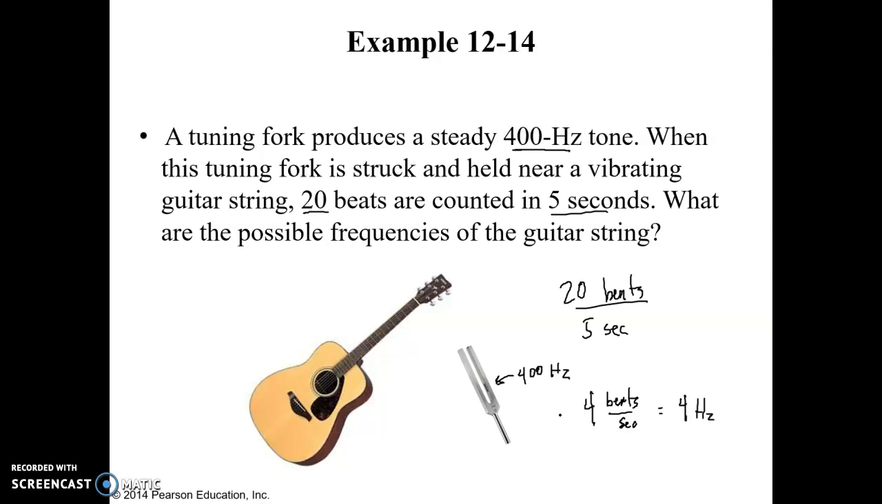So if we pluck the guitar string and we're hearing beats at a rate of 4 hertz, that's telling us the difference between the guitar and the tuning fork. So the guitar either has a frequency 4 hertz too high, so it's 404 hertz, or it has a frequency that's too low. It could be 396 hertz. Okay, so those are the 2 possible frequencies of the guitar string. If we compare the 2 tones and we're hearing 20 beats in 5 seconds, that's 4 beats in 1 second, which means it's off by 4 hertz, either plus or minus.